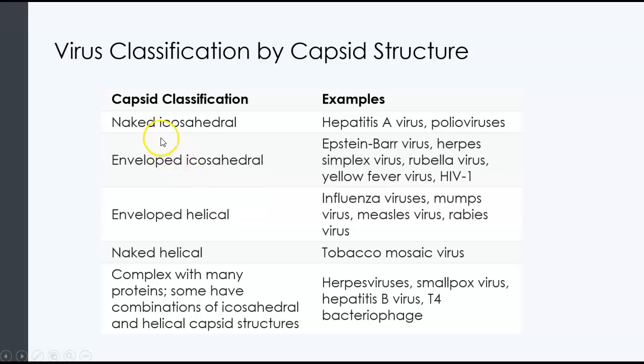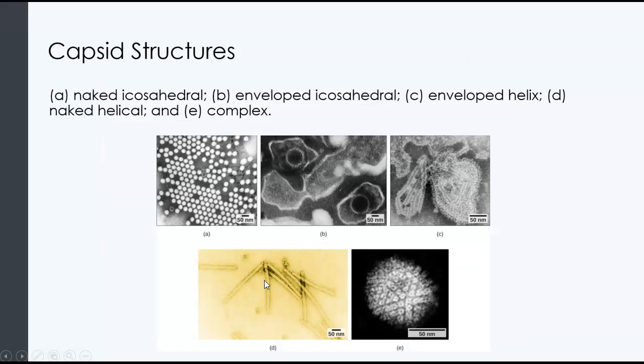When we look at the shapes of the capsid, some viruses can be naked icosahedral. That's the shape that we saw in the adenovirus. Naked means it doesn't have an envelope, or it can be an enveloped icosahedral. Many examples over here on the right: enveloped helical and naked helical. The tobacco mosaic virus, we saw that on the first page after the title page in our slides. And then some have complex shapes, like the head and tail structure of the bacteriophage.